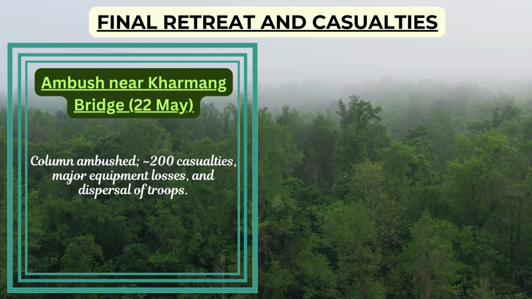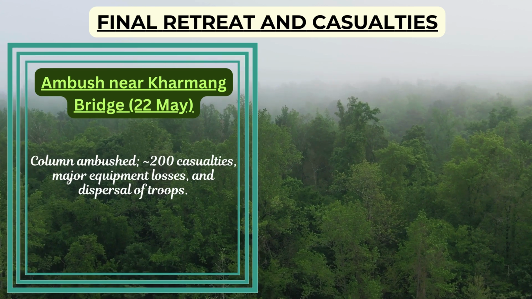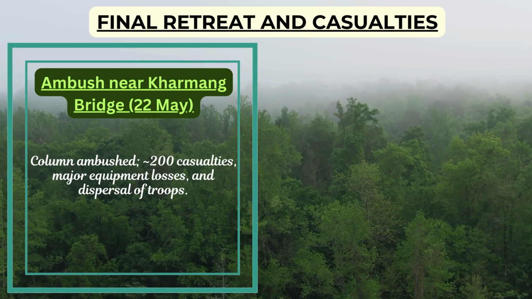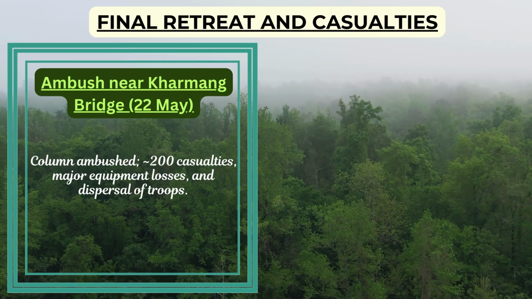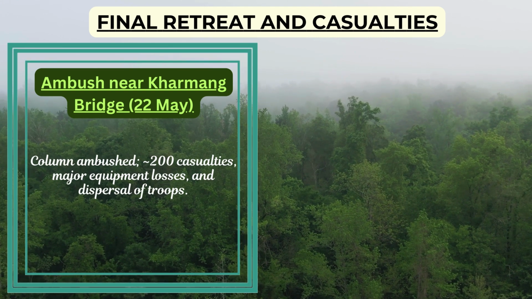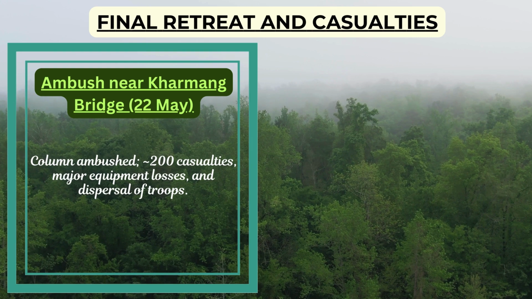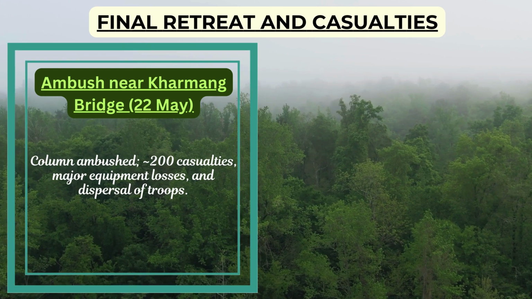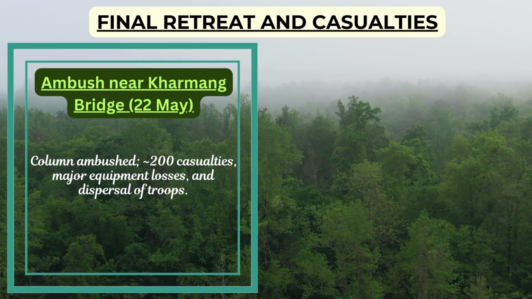In addition to the loss of life, the column suffered major equipment losses, leaving them defenseless. The remaining troops were scattered, further weakening the operational structure. This ambush sealed the fate of the relief effort, leaving Skardu's defenders completely isolated. The cost was immense, not just in terms of men and equipment, but also in morale and strategic positioning.